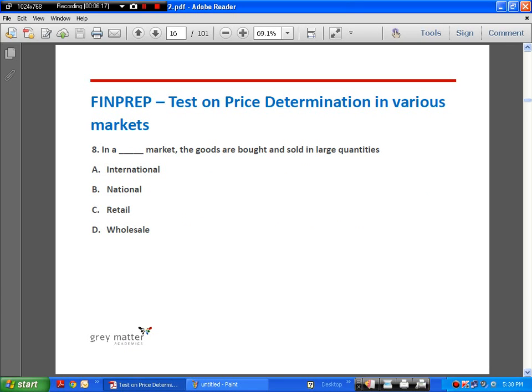The eighth question. In a dash market, the goods are bought and sold in large quantities. So here we are talking about large purchases. It is a salient feature of the wholesale market. So the right answer is option D, wholesale market.